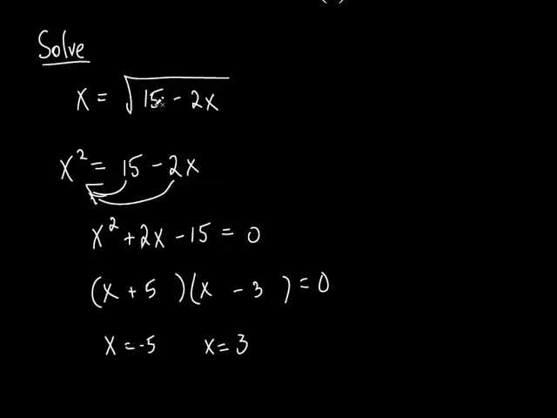Let's try the negative 5. So it's 15 minus 2 times negative 5. Well, what's 2 times negative 5? It's negative 10. And that's what?